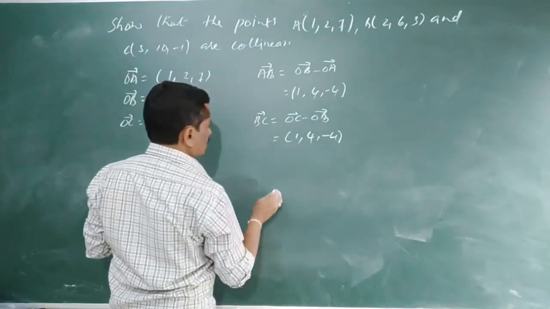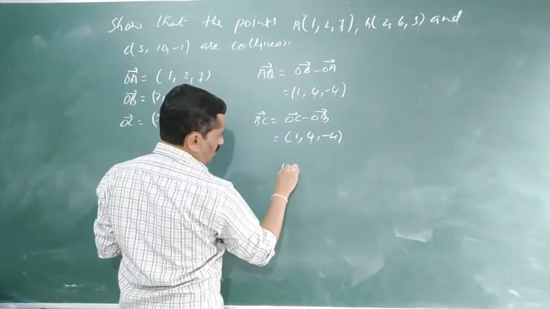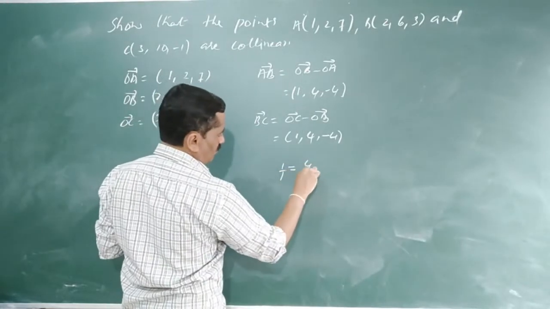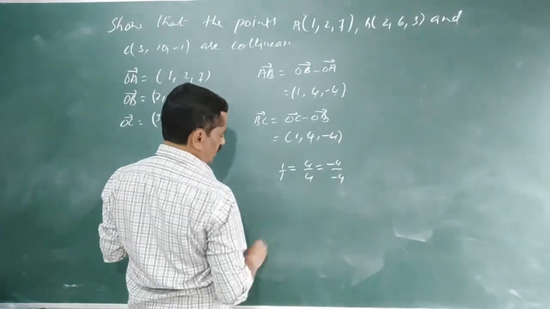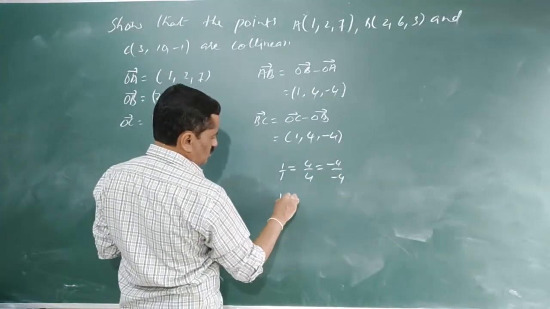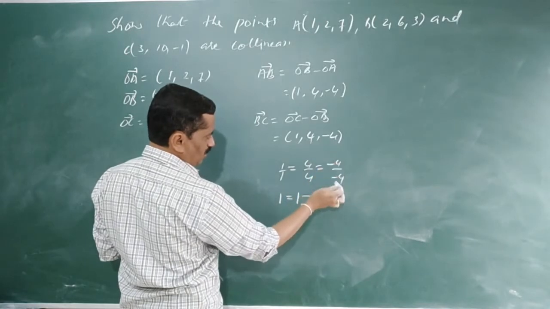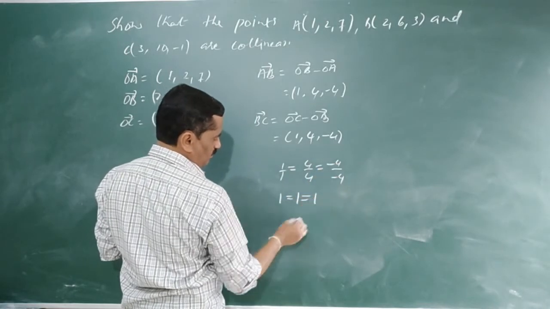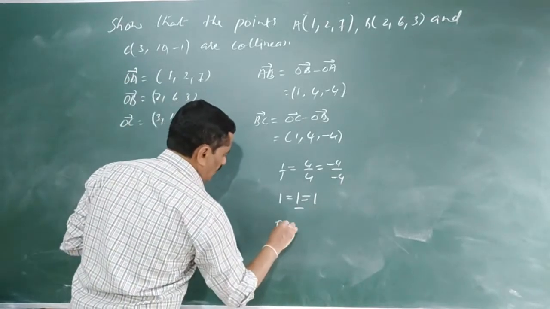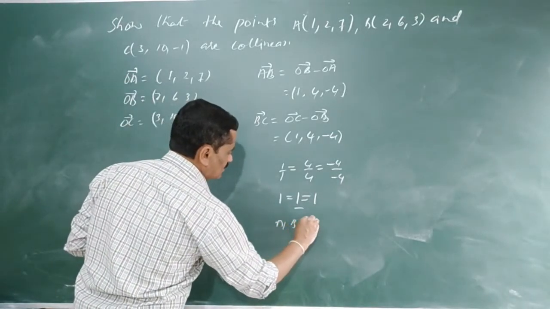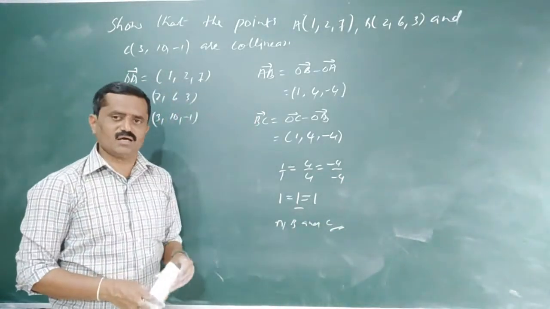So now comparing or equating the corresponding scalar components, see that we have 1 by 1 is equal to 4 by 4 is equal to minus 4 by minus 4, that is 1 is equal to 1 is equal to 1. Therefore these points A, B and C are collinear.